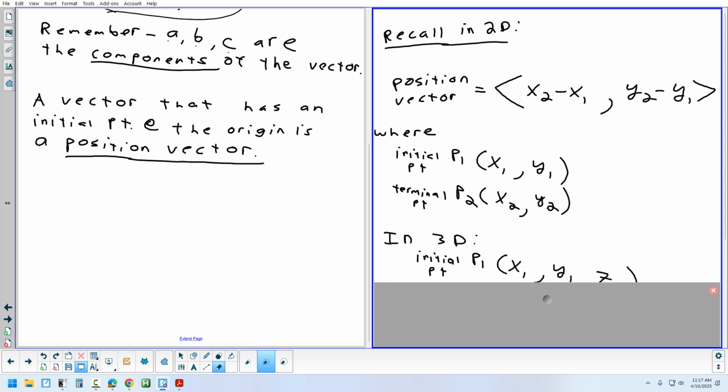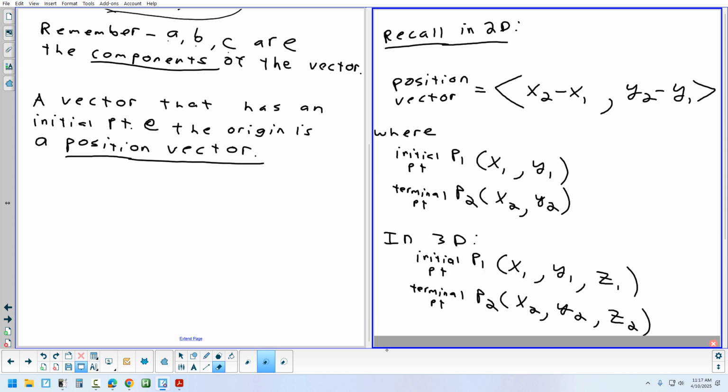Okay, now in 3D, instead of your initial point and your terminal point just having an x and a y, now it has a z.